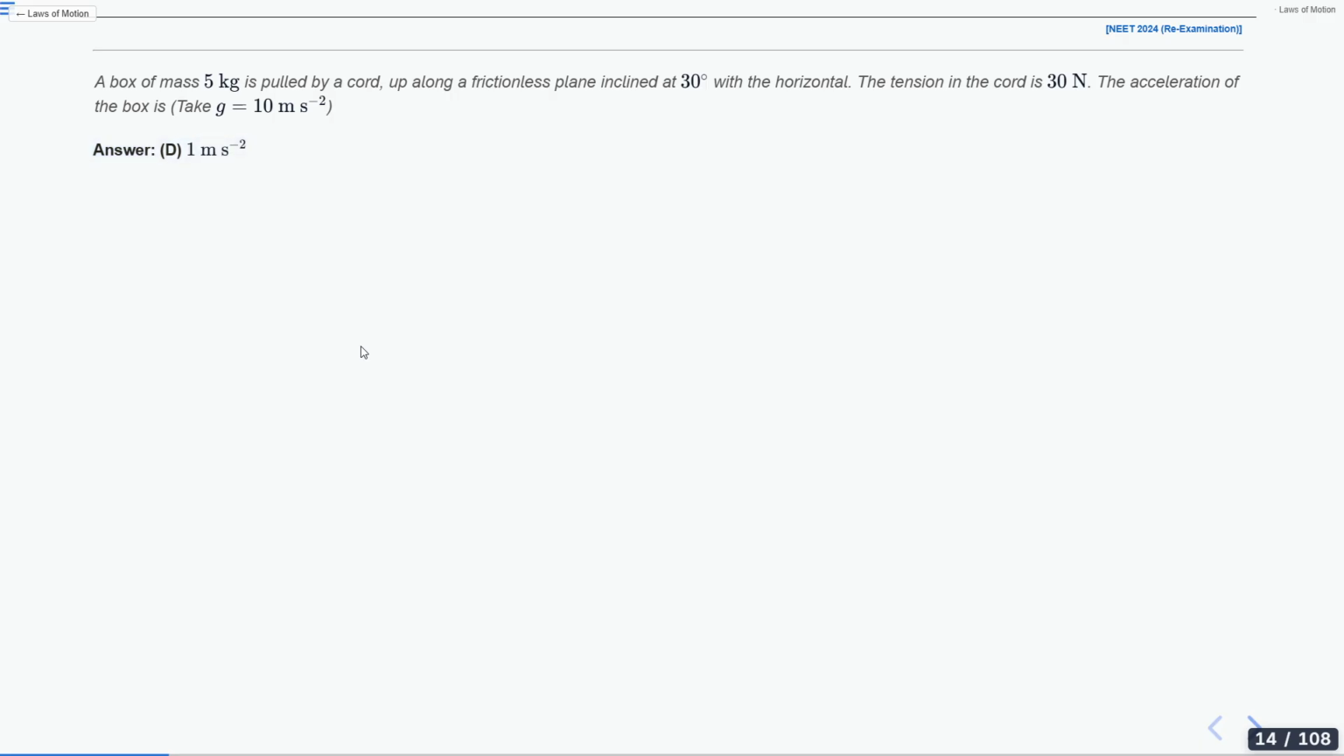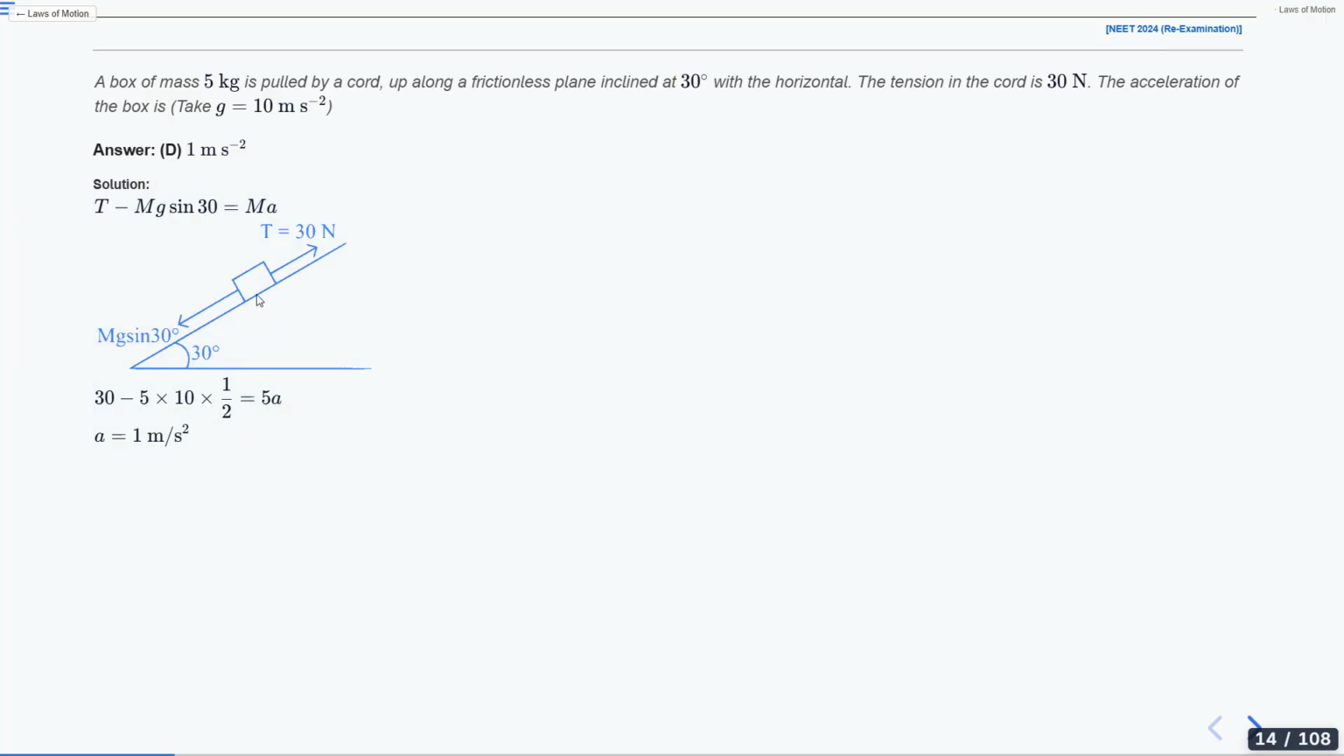The answer is D, that's 1 meter per second square. Okay, it's an easy question. I will be solving the question. Look here. We have a block whose mass is 5 kg, pulled up by a cord along a frictionless surface, so there is no friction, and the inclined angle is given, that's theta. If this is the mass, then downwards there will be an acceleration of g sine theta. It means there will be a force of mg sine theta. Theta is given as 30 degrees. And when we are pulling this in the upward direction, there is a cord and there will be tension in the cord, and that tension is also given, 30 Newton.